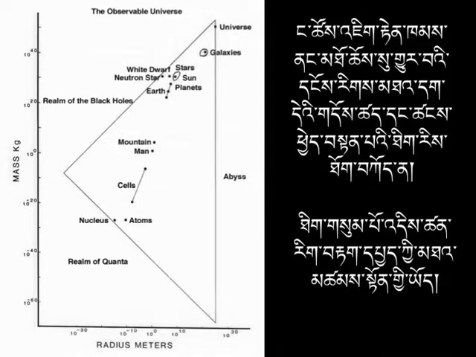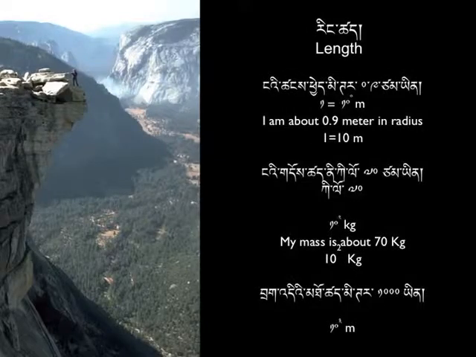If I go up from there, the arrow is pointing at man. That's me. I'm 1 meter in size. And on the left is my mass, the mass of something. I'm about 100 kilograms. So my length is about 1 meter, and my mass is about 100 kilograms.